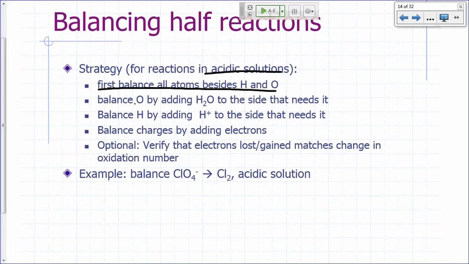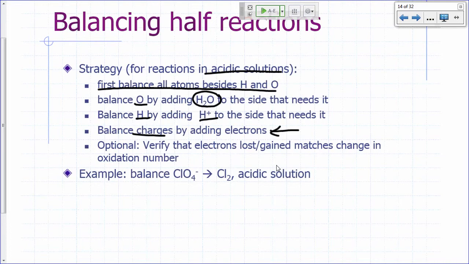So once you get all the atoms balanced, you balance your oxygen by just adding H2O to the side that needs it, okay? And then you balance the hydrogen by adding H+ to the side that needs it. And then finally, you balance charges by adding electrons.